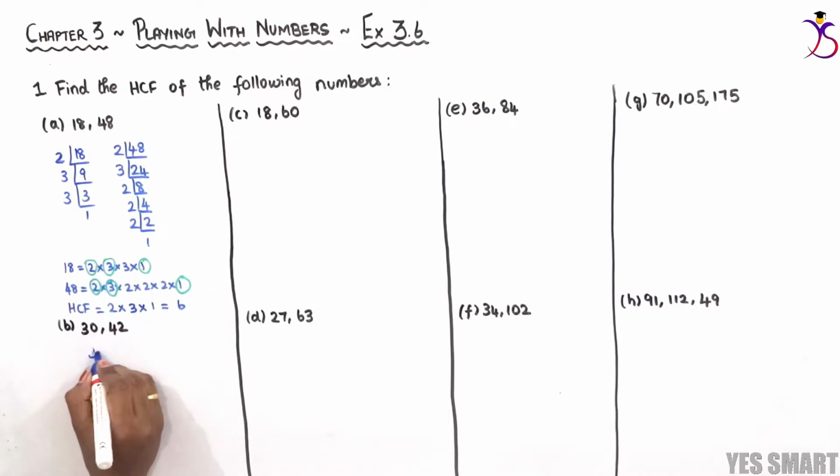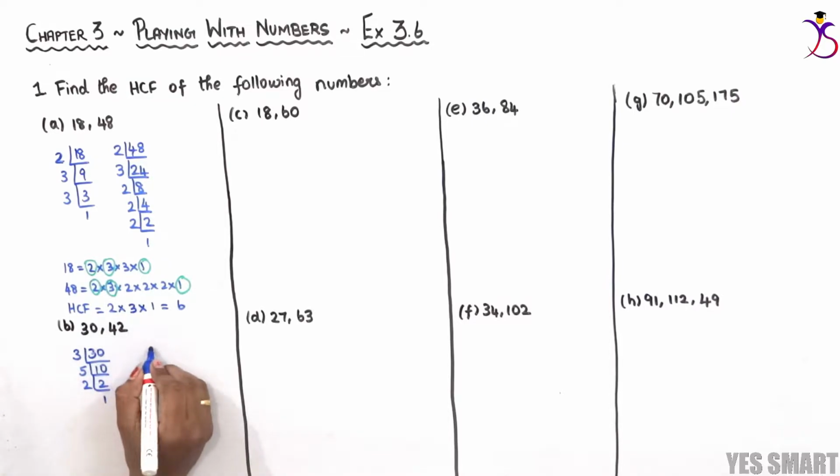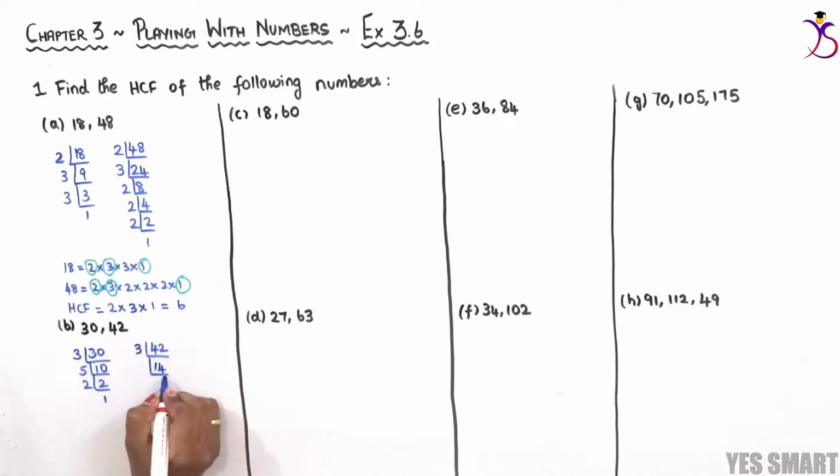Now B sum. 3 tens are 30, 5 twos are 10, 2 ones are 2. Now for 42, let's start with 3. 3 14s are 42, 7 twos are 14, and 2 ones are 2. So for 30, we have 3 into 5 into 2 into 1. And for 42, we have 3 into 7 into 2 into 1.